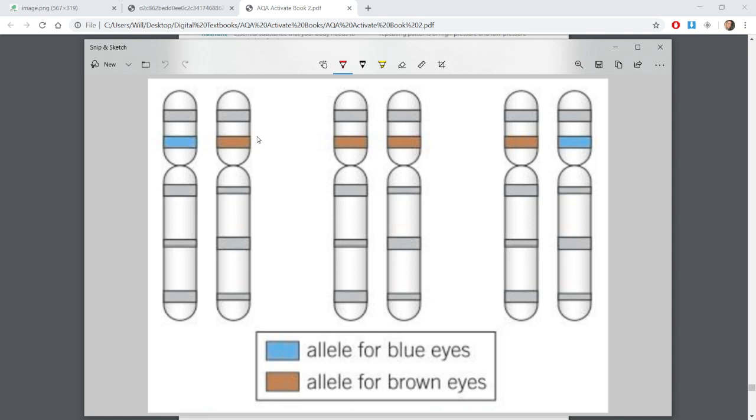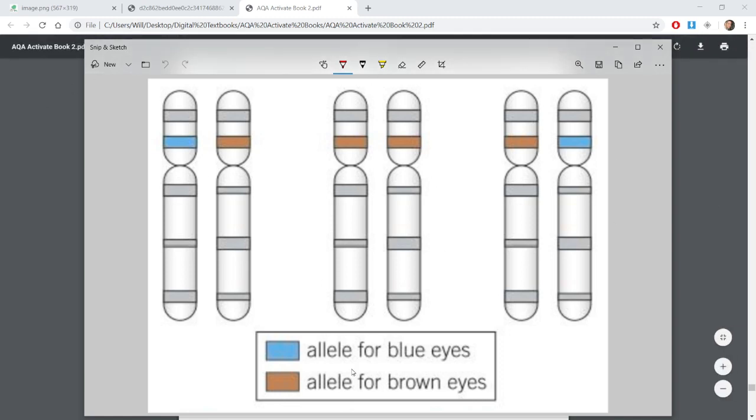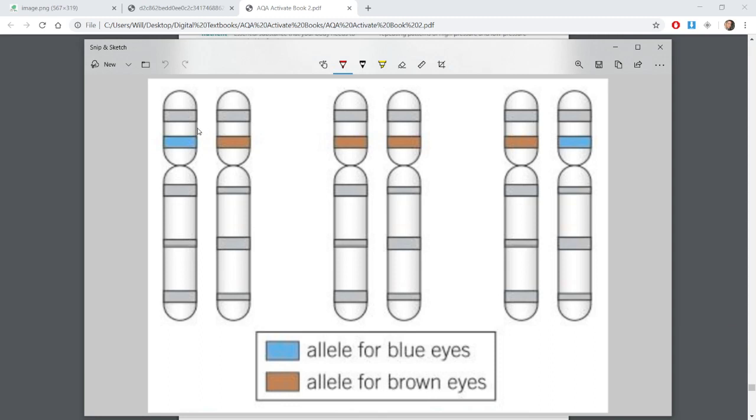So it means that in this case, all of these people will have brown eyes. This person has got a recessive blue gene and a dominant brown gene. Because the dominant gene is the brown one, it will get picked preferentially over the blue one. If you've got 2 dominant brown eyes genes, then there's nothing else for your body to pick. It will always be brown. Same again here. The only way you can have blue eyes is if you've got 2 recessive blue genes.